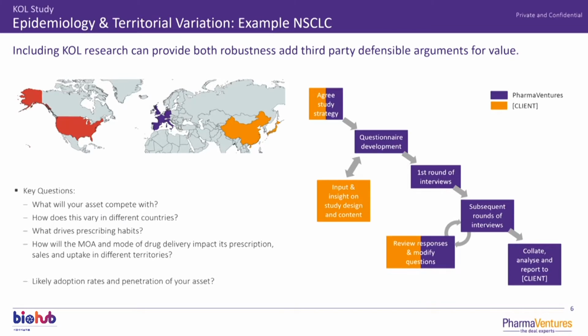What we aim to get is consensus. So that may take 3 KOLs per territory. It may take 6, 8, 10. It does take time. But you see the key questions there. What are you competing with? How does this vary from different territories? What drives prescribing habits? When are you going to use this? Why not? How does it fit in the whole disease scenario? And from this, you can get actually how much of the drug is likely to be used in what proportion of patients, and this will inform your model.